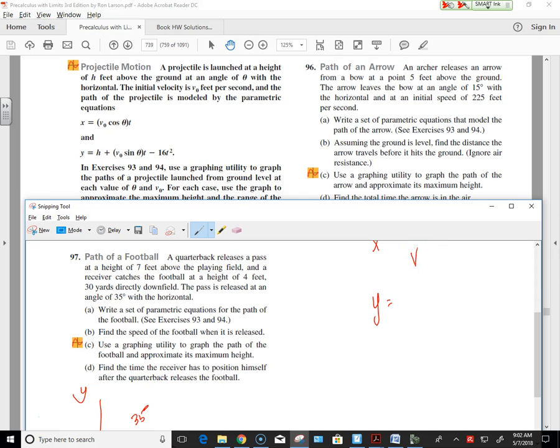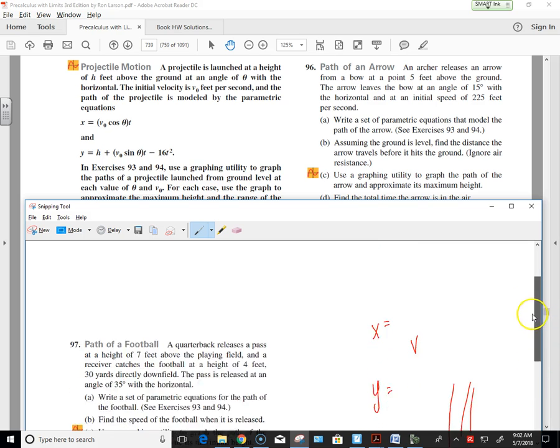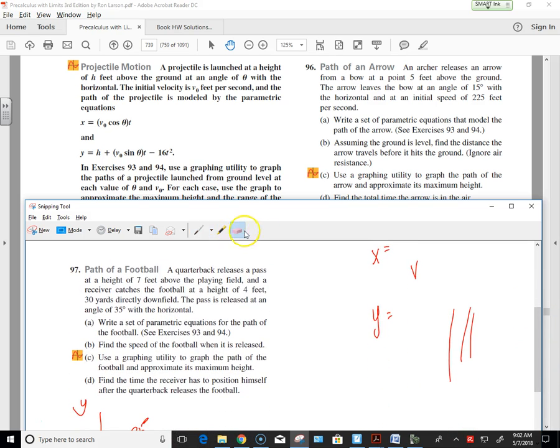I'm not sure why that just moved, and I apologize for whatever it did just do. What are you doing? Something's possessing the computer today. All right, let's try again.